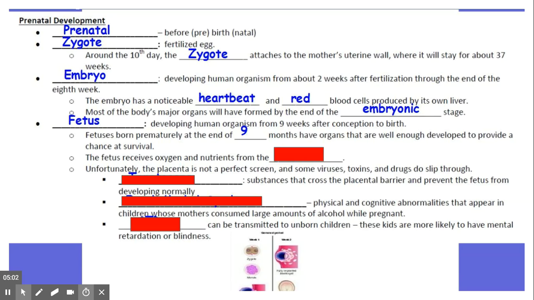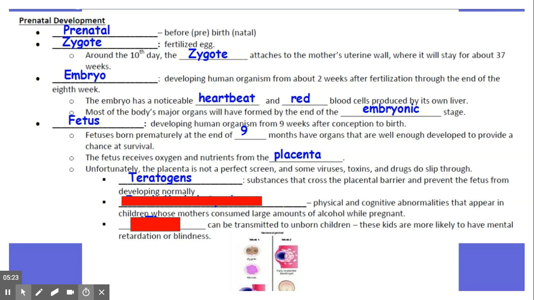The fetus receives oxygen and nutrients from the placenta. And unfortunately, the placenta is not a perfect screen. Some viruses, toxins, and drugs do slip through. Teratogens, these are substances that cross the placenta barrier and prevent the fetus from developing normally. That can include things like the flu.